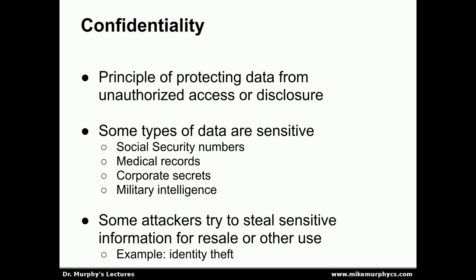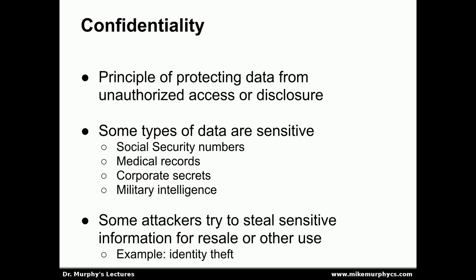So confidentiality. Let's start with the first principle in the CIA triad. This is the principle of protecting data from unauthorized access or disclosure. As I mentioned before, there are some types of data that are used in business, in industry, in government, that are sensitive. Social security numbers, for example, can be used to facilitate identity theft. Medical records are considered to be confidential in order to protect a person's privacy in terms of the types of illnesses they've had to deal with, the types of medical histories that they have.